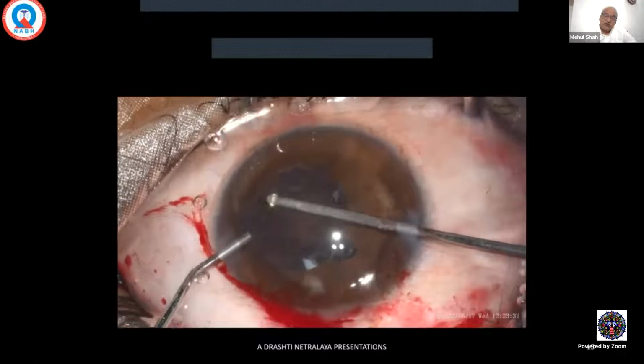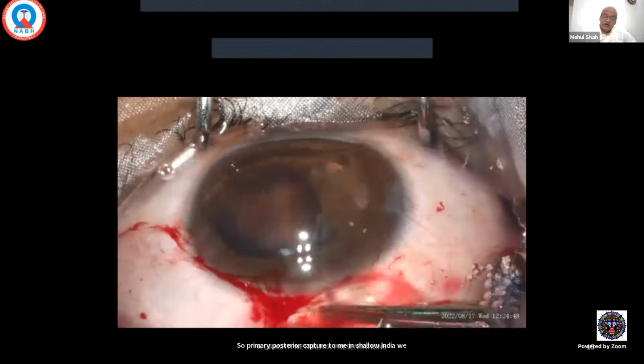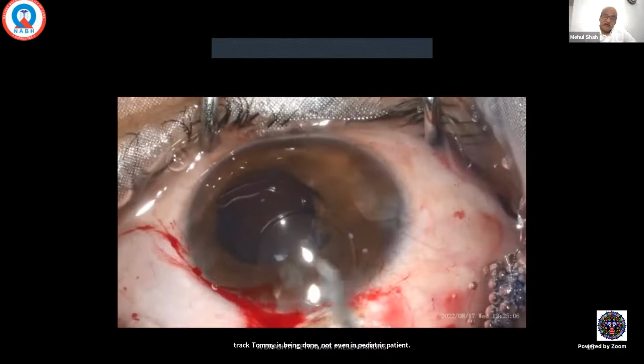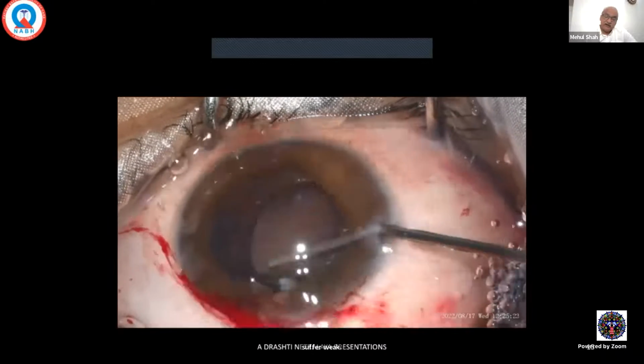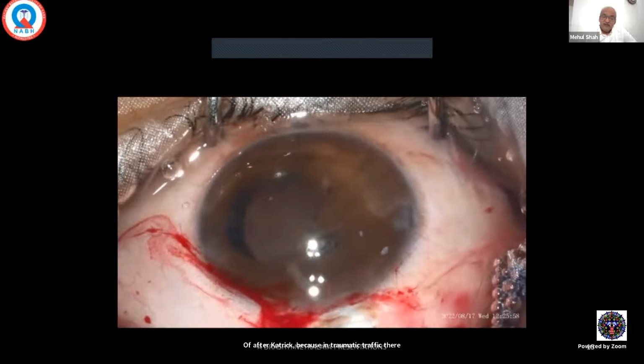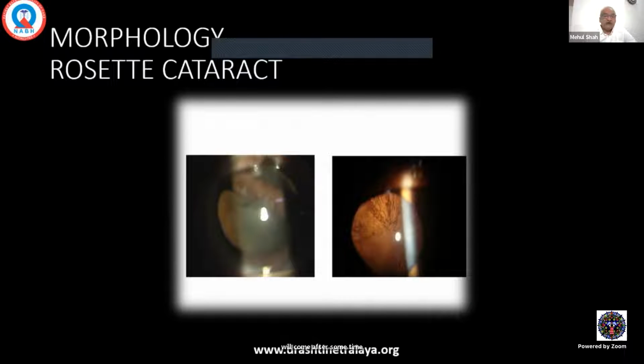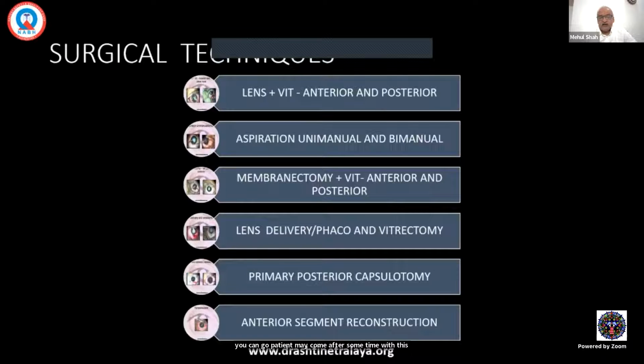Primary posterior capsulotomy and shallow anterior vitrectomy is done not only in pediatric patients but in almost all younger patients, so that the patient will not suffer from after-cataract, because in traumatic cataract there will be condensation and inflammation of the anterior vitreous. If you don't perform that, the patient will come back after some time despite systemic steroids. All are familiar with rosette cataracts, which develop a little late. When we repair and tell the patient that everything is fine and to go home, the patient may come back after some time with this condition. So we have to take things with very clear understanding in mind.